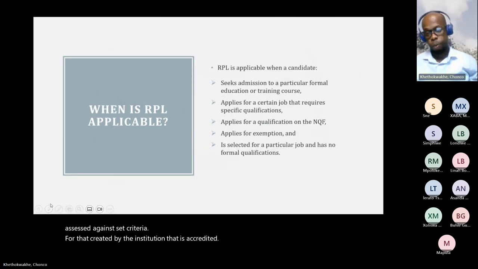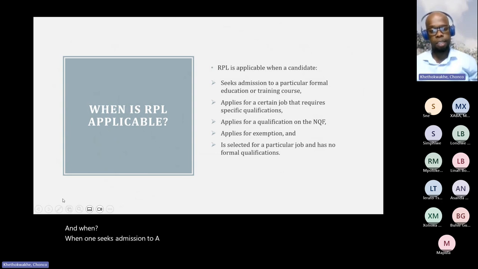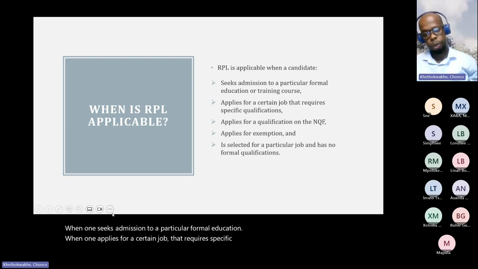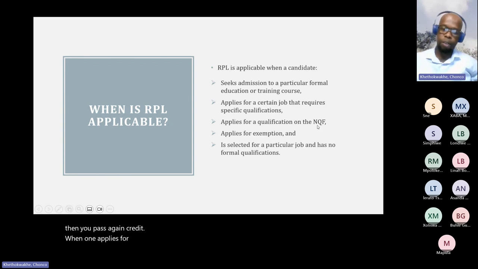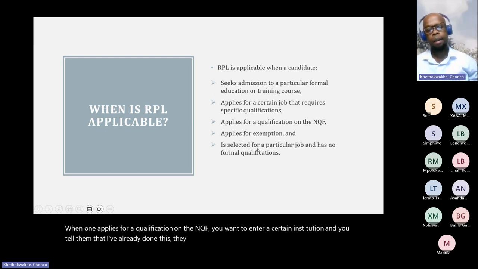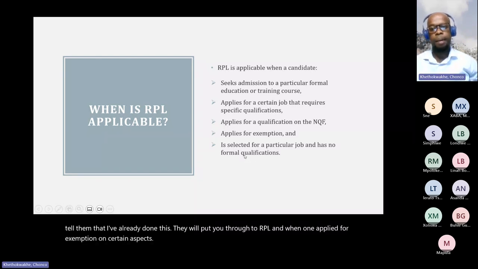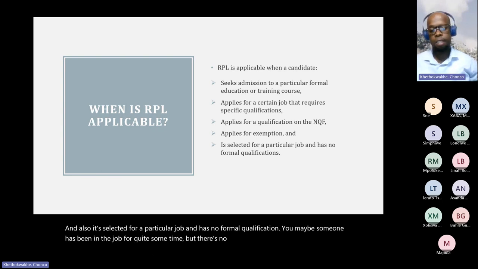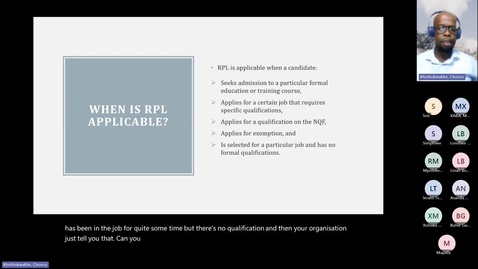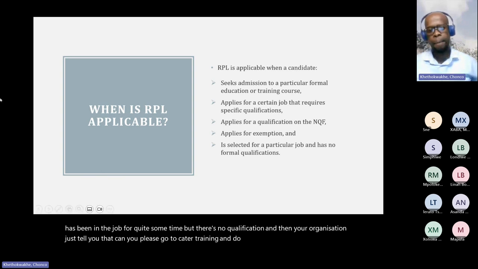And when one seeks admission to a particular formal education, when one applies for a certain job that requires specific qualification, you go through RPL and then you pass, you gain credit. When one applies for a qualification on the NQF, you want to enter a certain institution, and you tell them that I've already done this, they'll put you through to RPL. And when one applies for exemption on certain aspects, and also is selected for a particular job and has no formal qualification. Maybe someone has been in a job for quite some time, but there's no qualification, and then your organization just tells you, can you please go to Khetha training and do RPL so that you'll come back with a certificate.